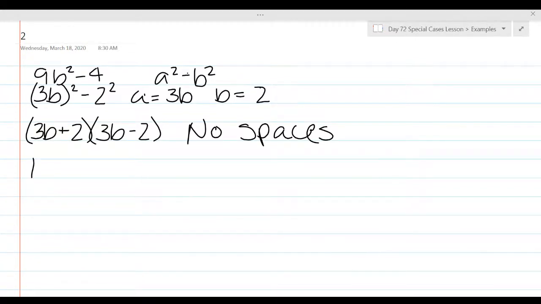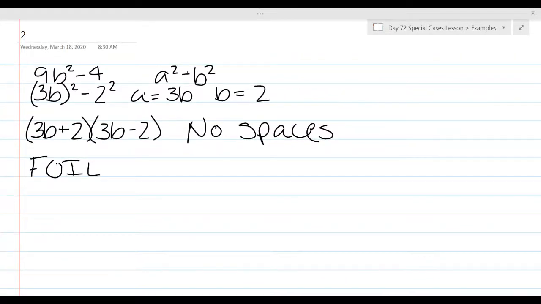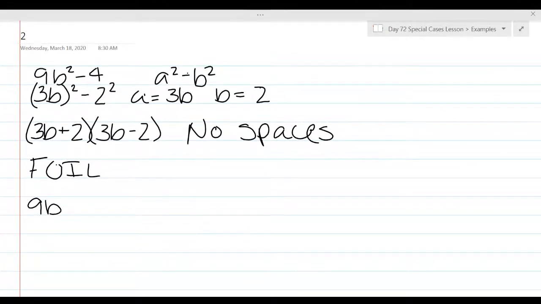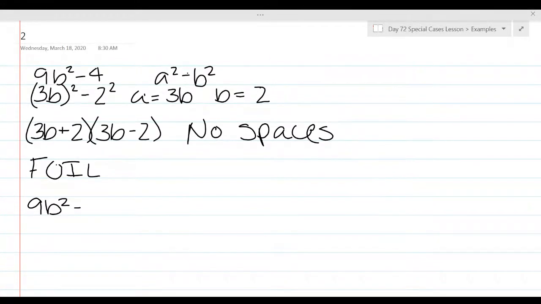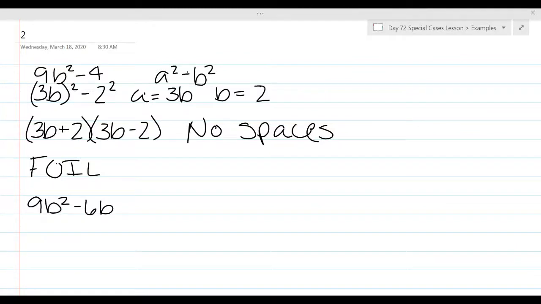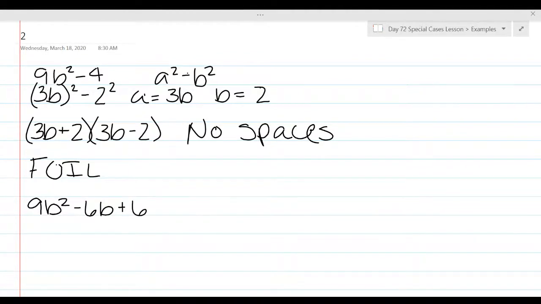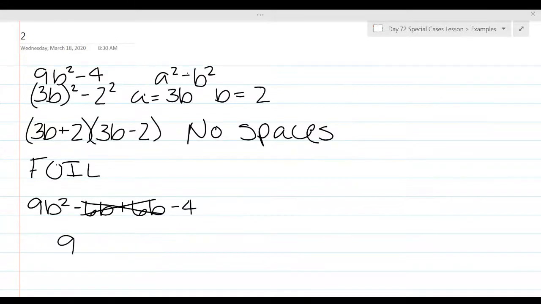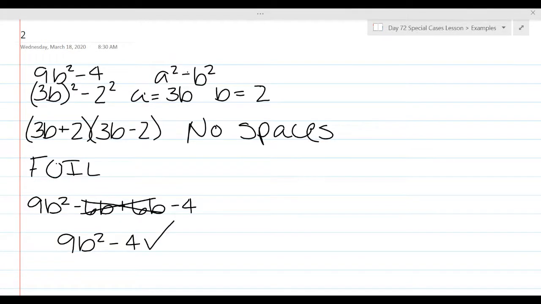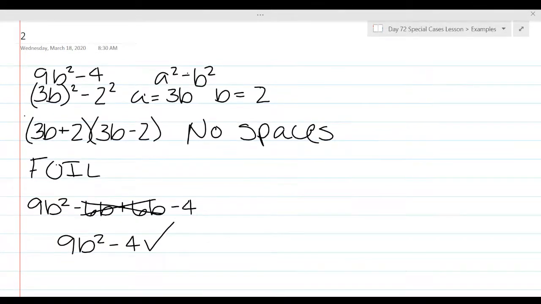We're going to FOIL it. 3b times 3b is 9b squared. We do our outsides, negative 2 times 3b is negative 6b. 2 times 3b is 6b. 2 times negative 2 is negative 4. Negative 6b plus 6b is 0, so those cancel, and we get 9b squared minus 4. And that works. So that's our correct answer.